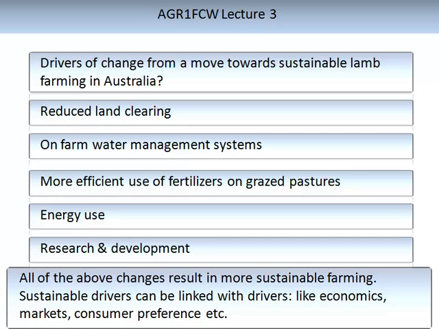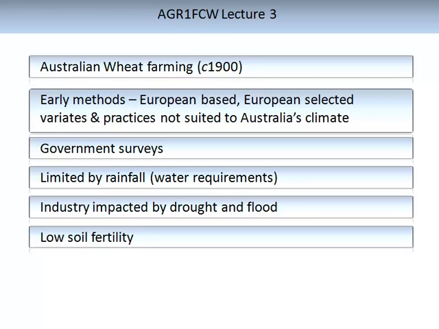Sustainable drivers can be linked with other drivers and sometimes are hard to differentiate, like economics, markets, and changes to consumer preference. The example about energy probably sums this up the best. It is hard to differentiate whether economics is the principal driver or a requirement for the industry to be more environmentally friendly or sustainable that is driving more energy efficient uses in this industry. Another example I'm now going to look at is the Australian wheat farming and sustainability.